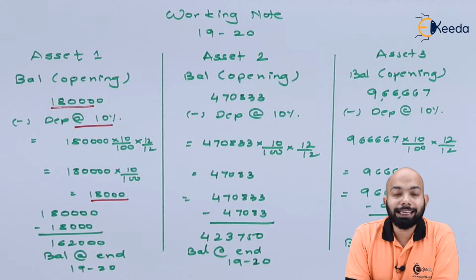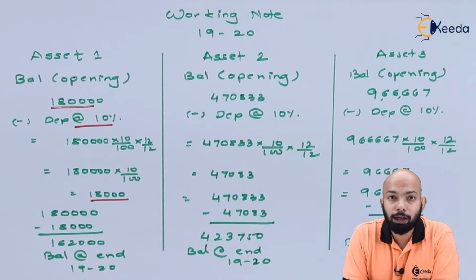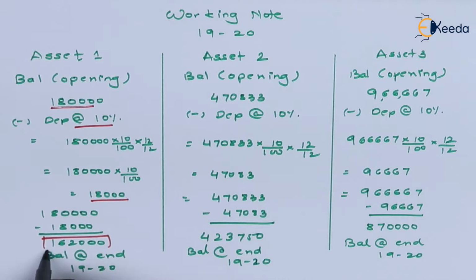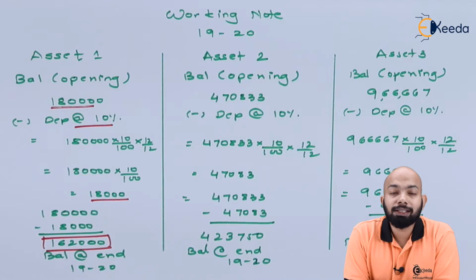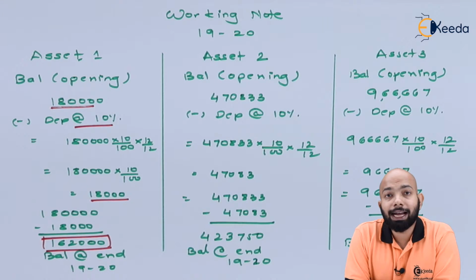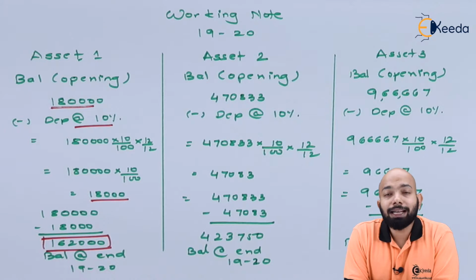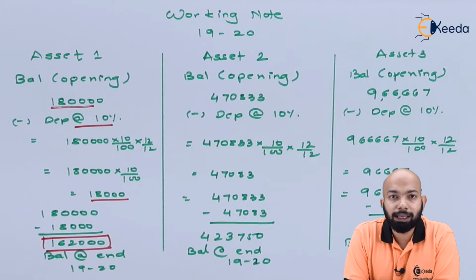So out of 1,80,000, you have to subtract 18,000, which is the depreciation amount for the second financial year, which will give you the balance of that specific asset at the end of March 2020. 1,62,000 is the value of that asset. So if the asset is sold for a price less than this, there is a loss. If the asset is sold at a price more than this, there is a profit. This is the simple calculation. Let's go on to asset number 2.